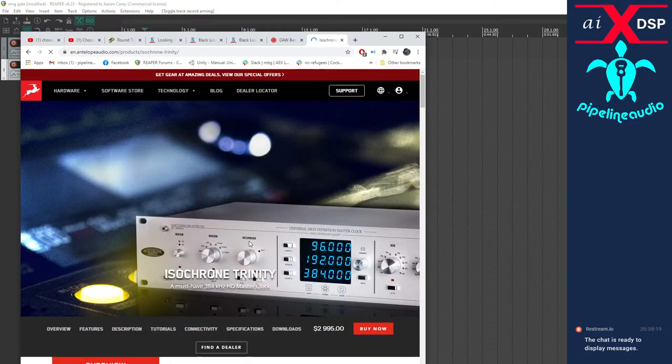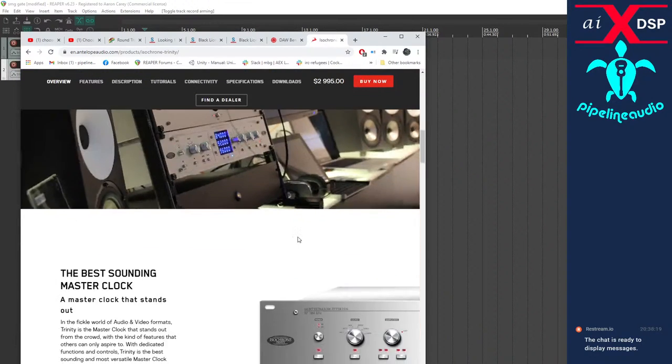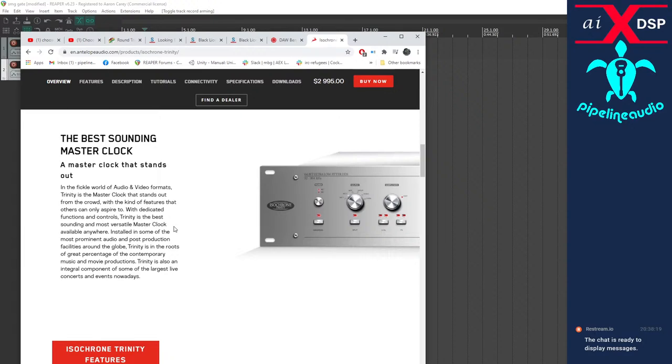Isochrone Trinity. Okay, so here we go. It's only $3,000 for this clock. Let's see. The best sounding master clock. I would love to get a bunch of guys in a room and do an ABX test between this clock and another clock. The best sounding. Okay, so let's see what it says.